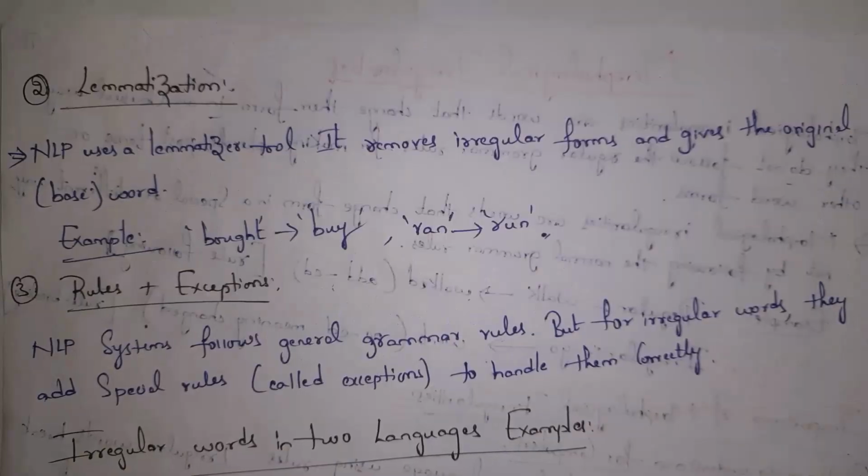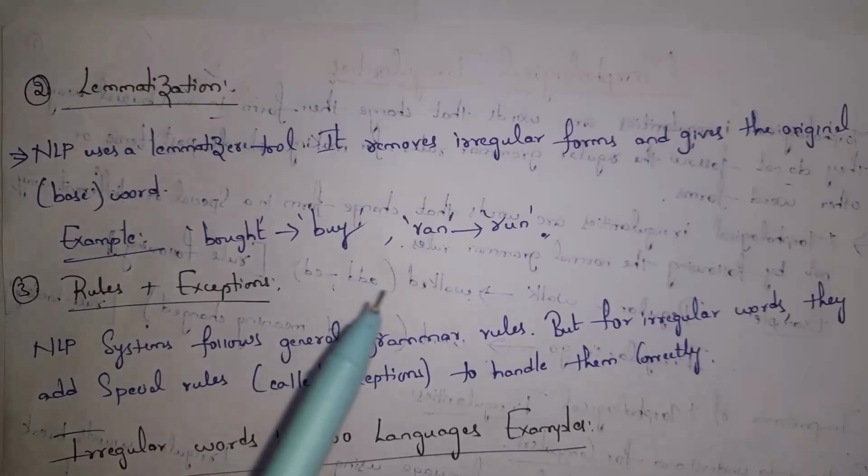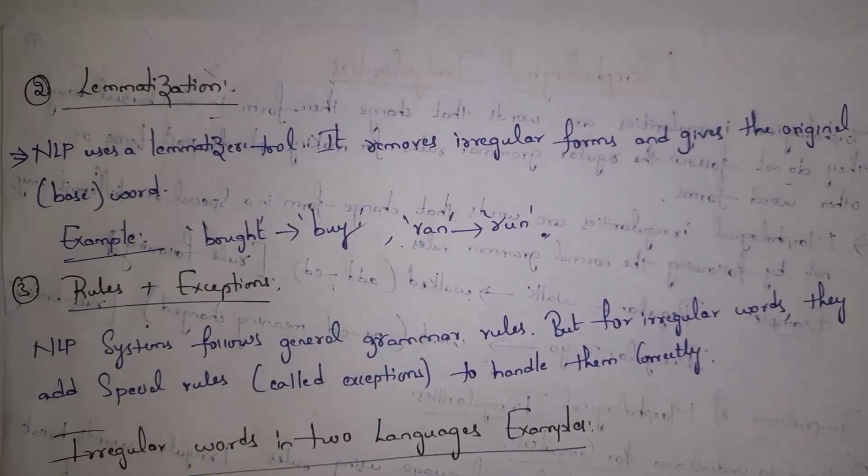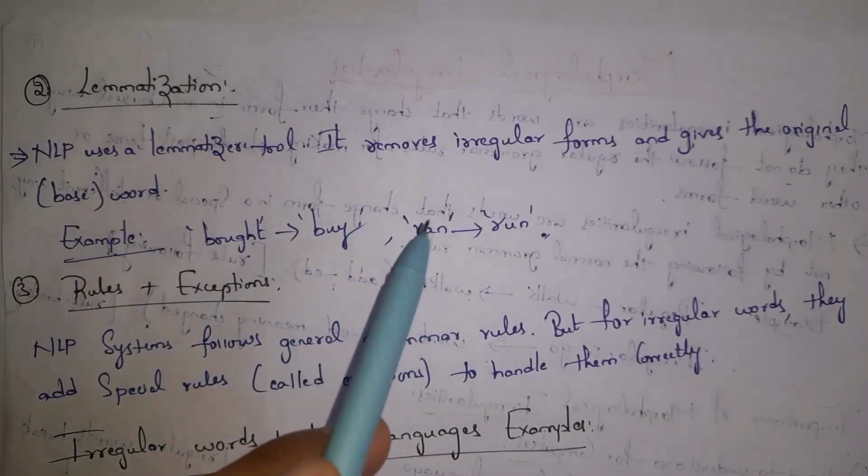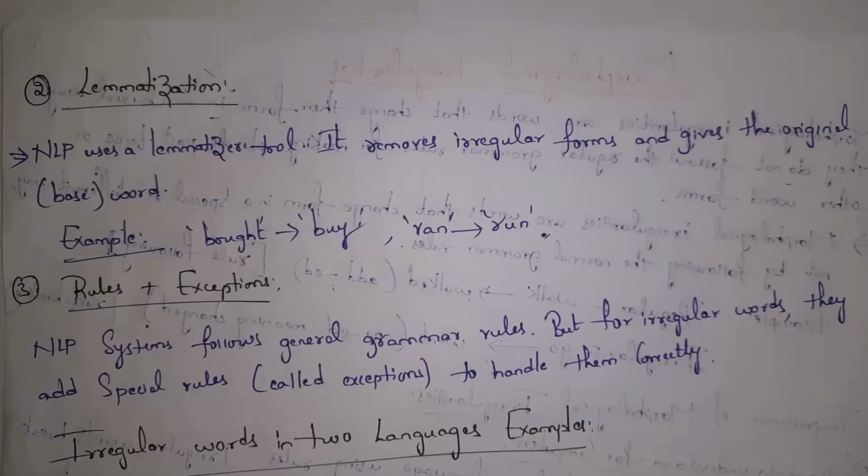The second one is lemmatization. Guys, NLP uses various lemmatizer tools to remove irregular forms and give the original word. We call the original word the base word. For example, if you enter bought, the root form is buy. If you consider ran, the base form is run. So by using various lemmatizer tools, NLP can convert irregular words into base form. The third one is rules and exceptions. Normally an NLP system follows general grammar rules, but for irregular words, NLP follows special grammar rules. We call those special rules exceptions, to handle irregular words properly.